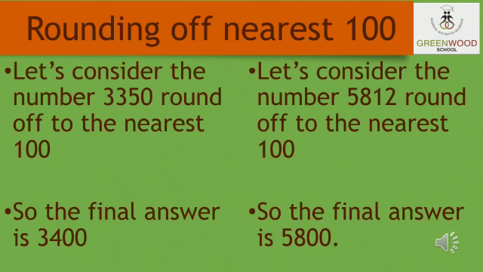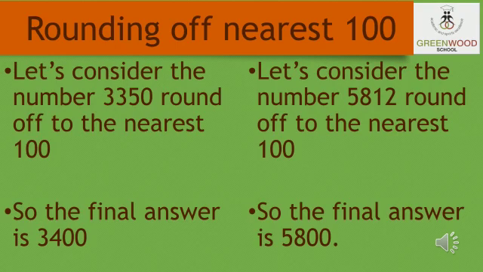If the smallest place digit is greater than or equal to 5, then round up the digit. Now, add plus 1 to the digit in the 100 place. 3 plus 1 is equal to 4. Therefore, the other digits become 0. So, the final number is 3400.